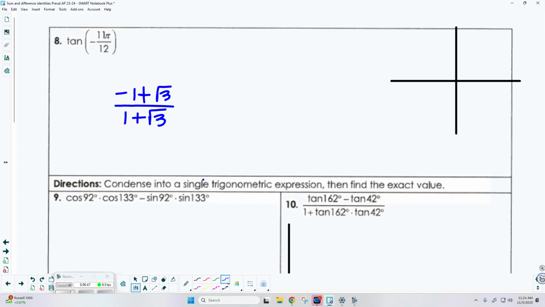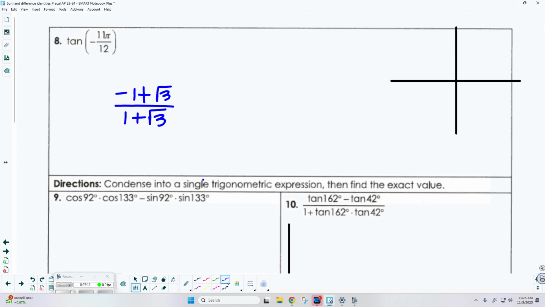Cool. All right, so let's make sure we're all on the same page. This is what we should have for number 8 right now. That is going to be tangent of -11 pi over 12. Now, this one makes your life a little easier. We don't have any fractions to worry about, but I do have to rationalize the denominator. Because it's a binomial, I've got to use the denominator's conjugate.